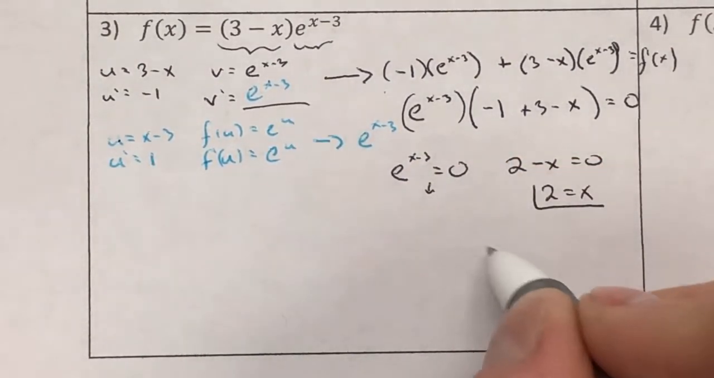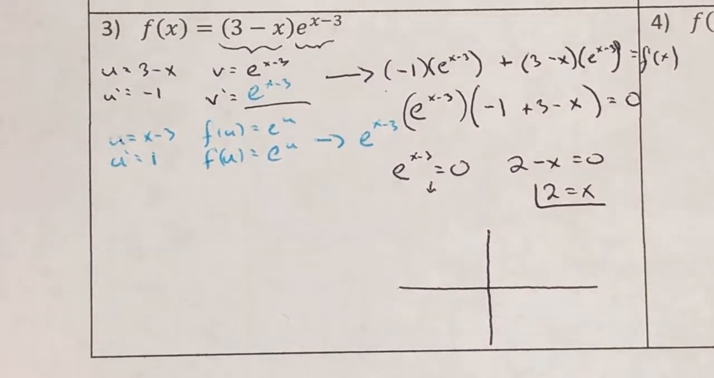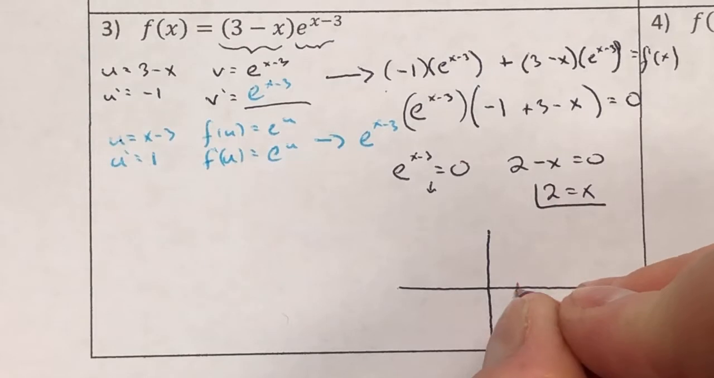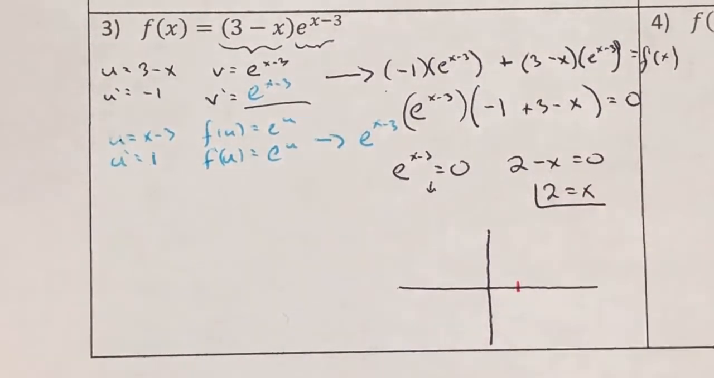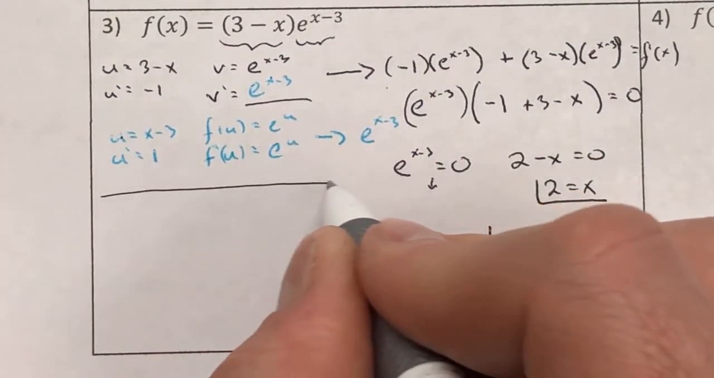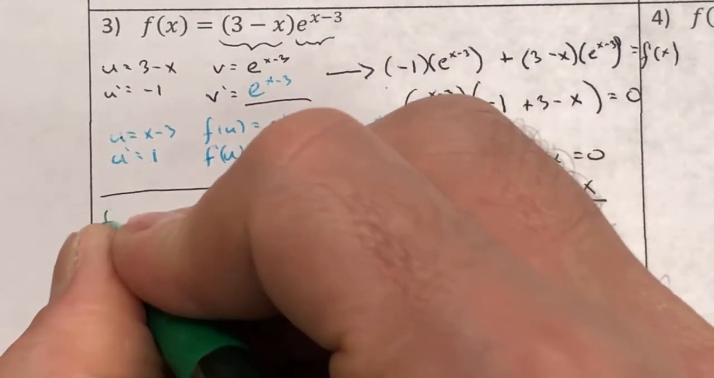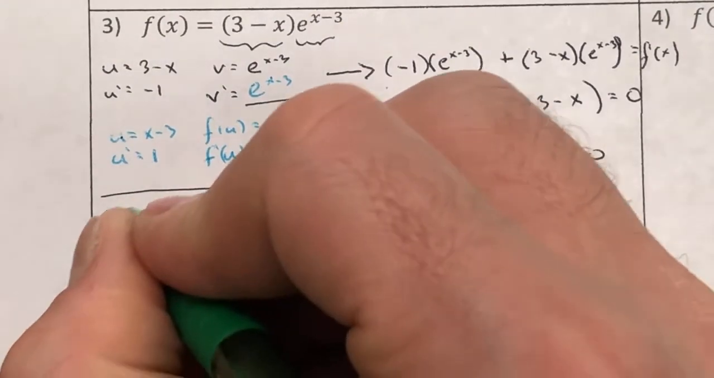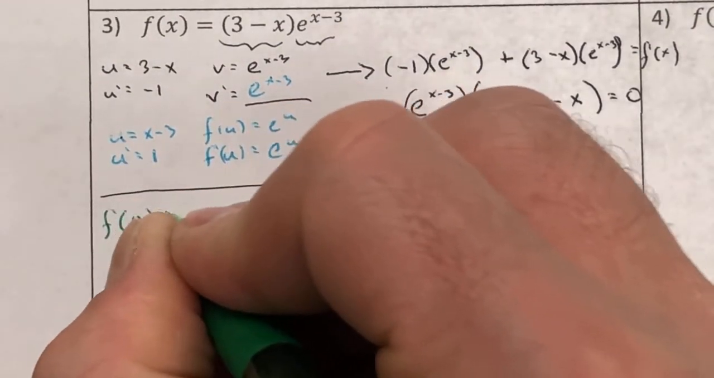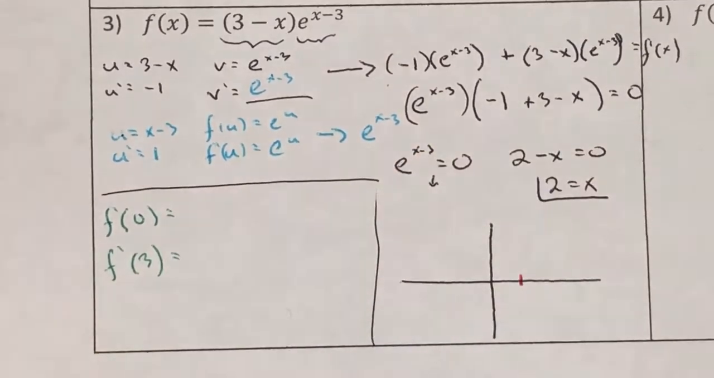So let's do the graph right here. So I already know that I have a value at 2 that I'm wanting to check out. So I have to plug in a value on both sides of 2. So let's section this off. So let's plug in the value to the left of 2. So let's say f prime of 0, and the value to the right of 2, f prime of 3.